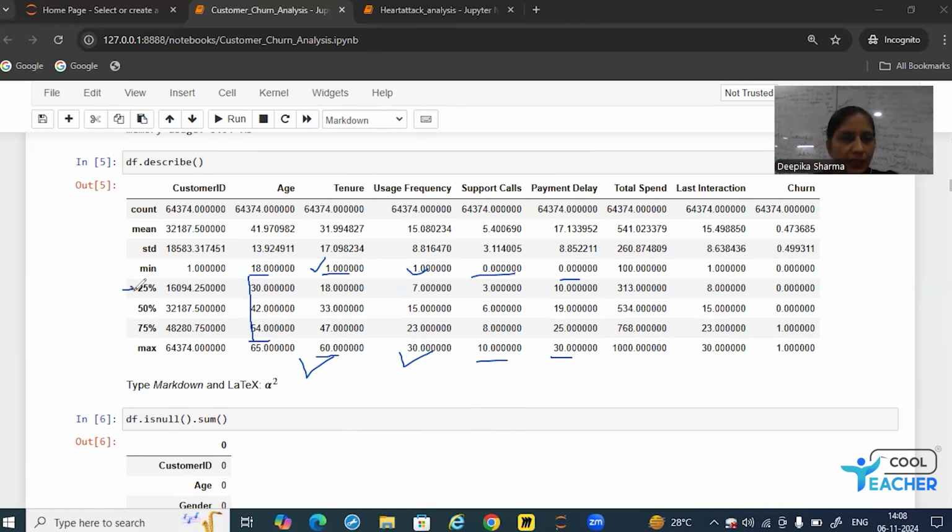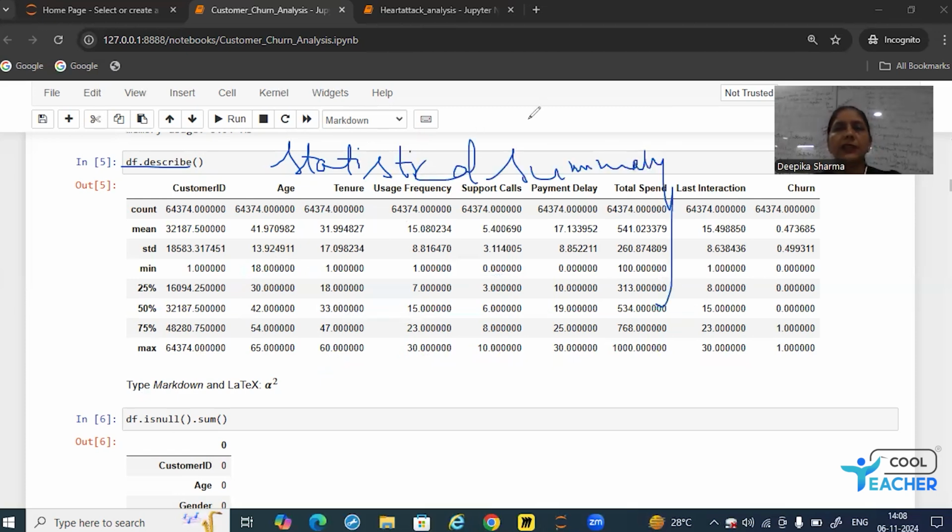The 25th, 50th, and 75th percentiles are indicating the quartiles. Suppose the 50th percentile is there, that indicates the median of the data. So basically, the pandas describe method is providing the entire statistical summary.